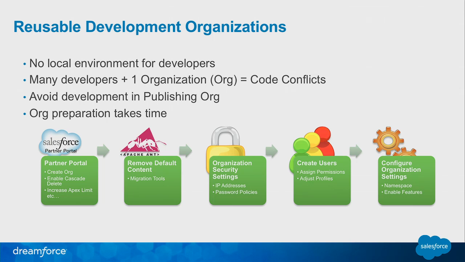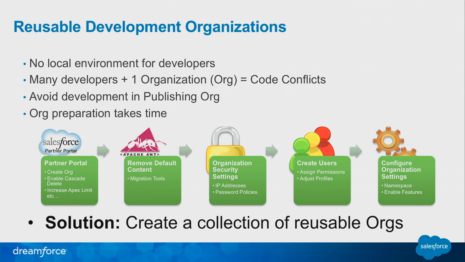So how did we overcome this? Well, we created a collection of reusable orgs. So we just spent a day creating a whole pile of orgs and going through this process for a whole load of them. So we actually have 30 orgs that we use for development in the TAS group. And they're just a collection of them that we reuse as and when we need them.